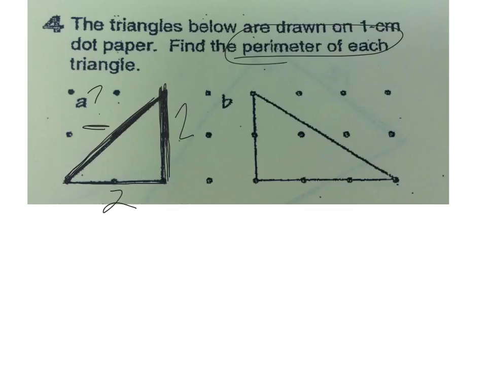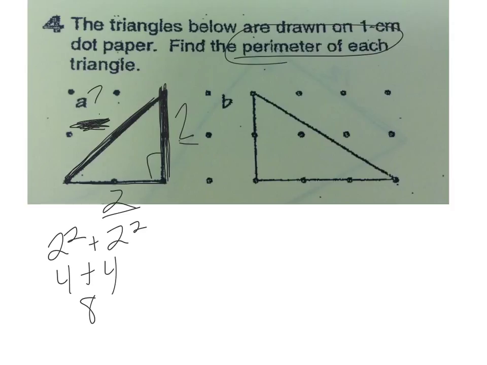So if we look, I have this right triangle. I have a leg here, so I'm looking for the hypotenuse. So I'd have 2 squared plus 2 squared, which is 4 plus 4, which is 8, which means the side length that I'm missing right here is the square root of 8, which is approximately 2.8.